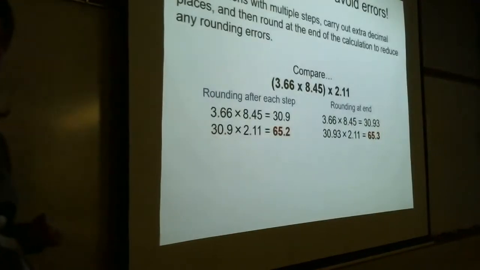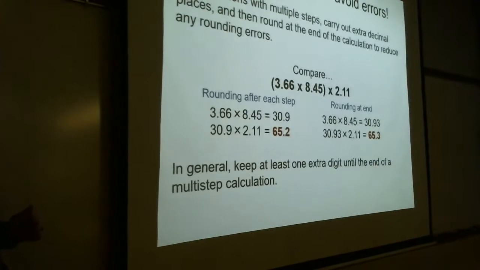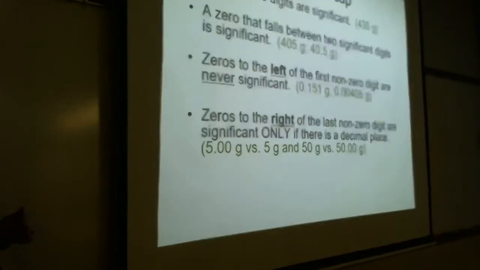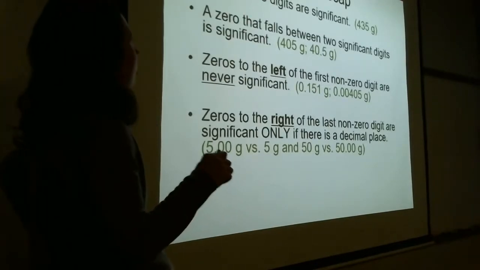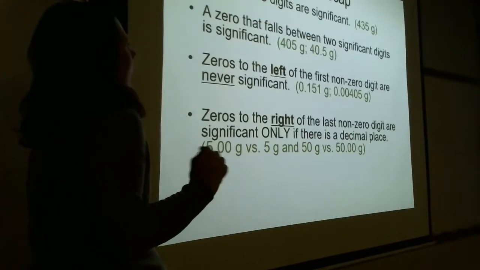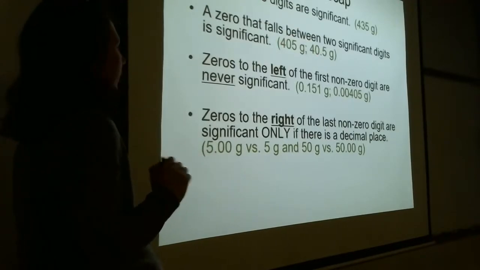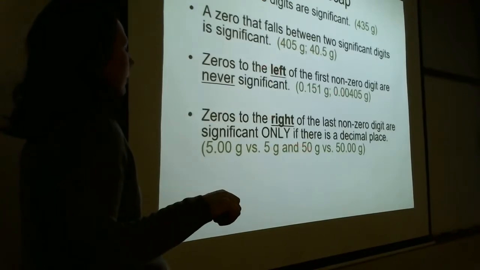Make sense? Always round at the end when you have multiple steps. So that's a recap, right? Anything that's not a zero is significant by default. In between non-zero digits, always significant as well. Zeros to the left are never significant. Zeros to the right are only significant if there is a decimal point.